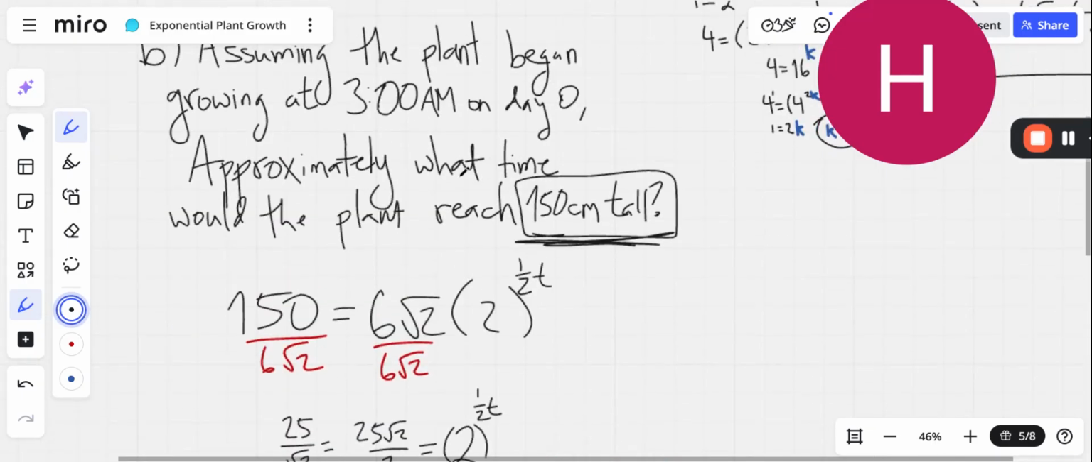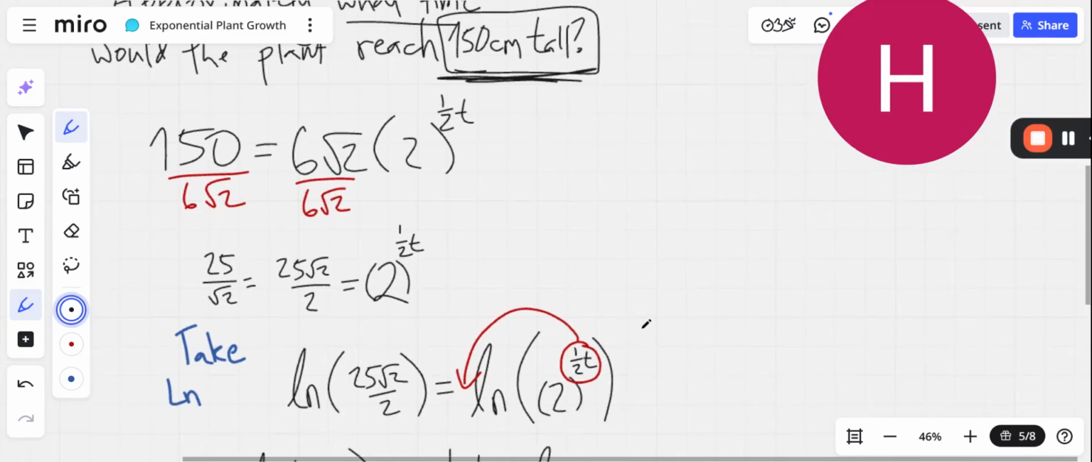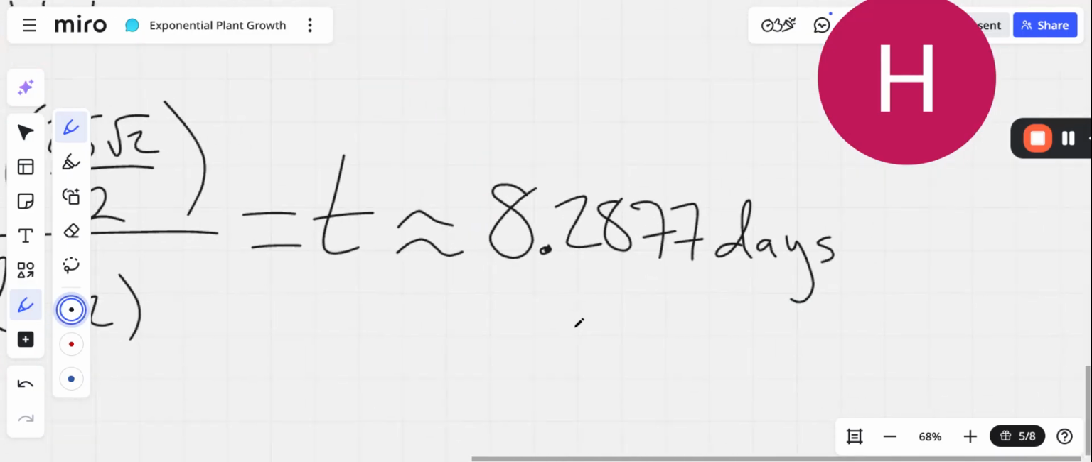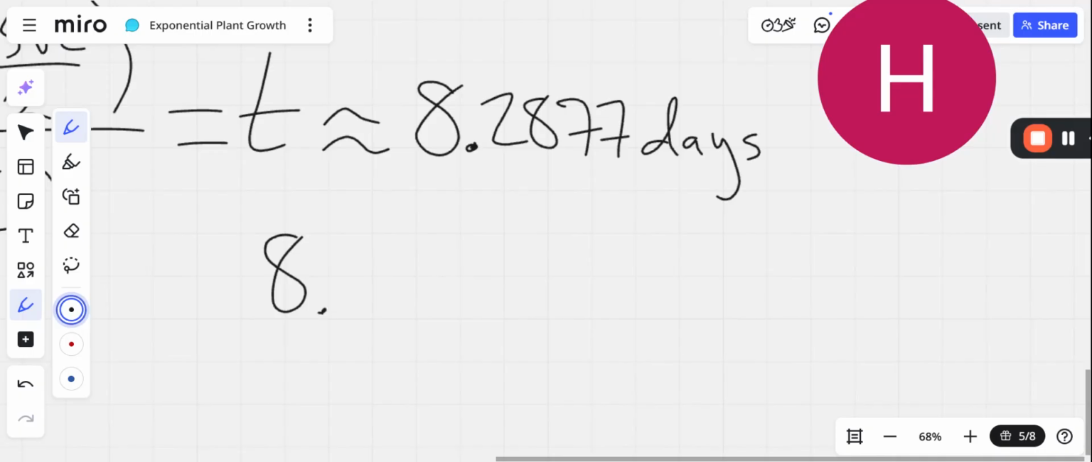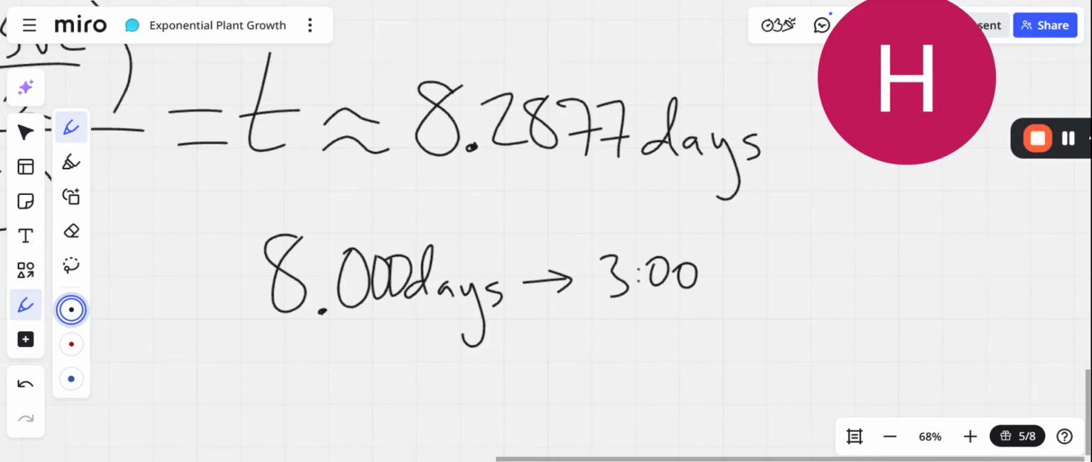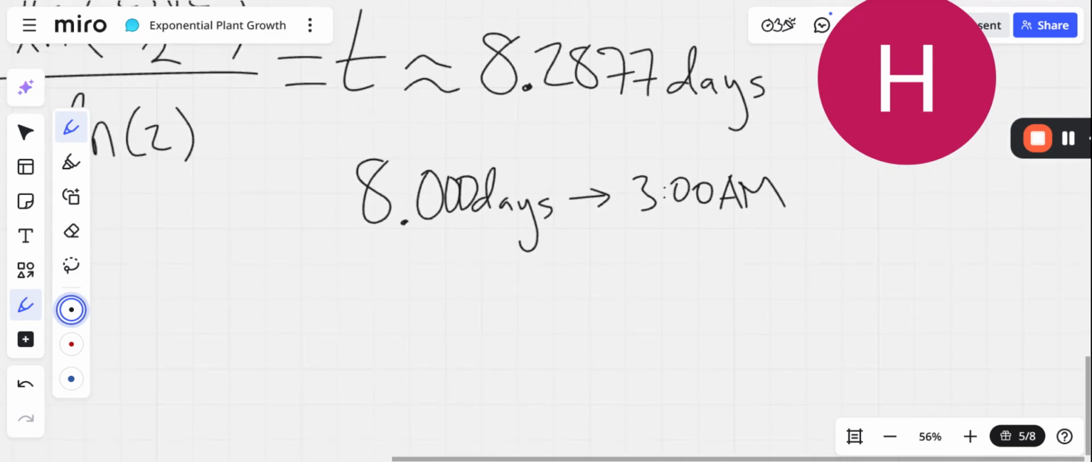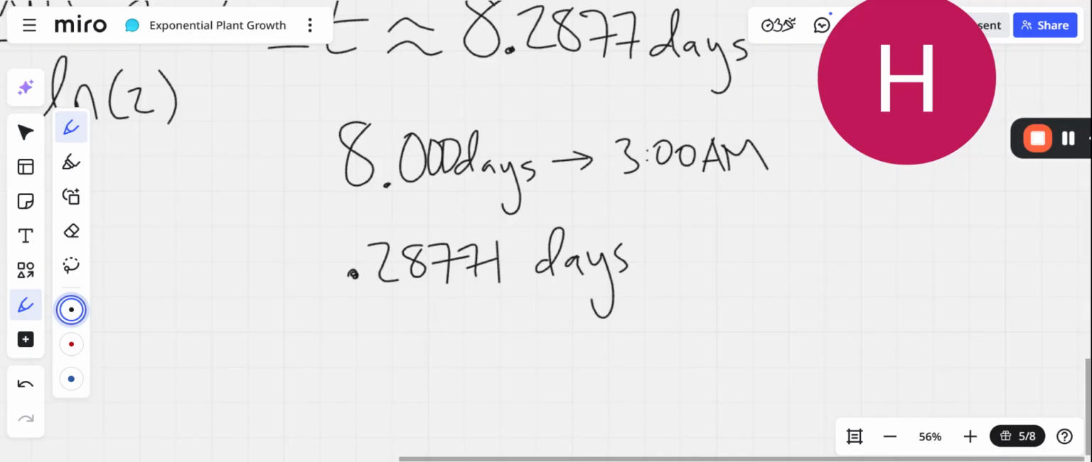The question asks approximately what time. So we need to understand that this happens 8 days later, but 8.0 days, like 8.000 days, would correspond to 3 a.m. So the rest of this is just a little conversion exercise, just to keep you sharp. That means we've gone an extra 0.28771 days past 3 a.m. Now, how many hours is that? Well, we have to multiply by 24 to figure out how many hours that is.